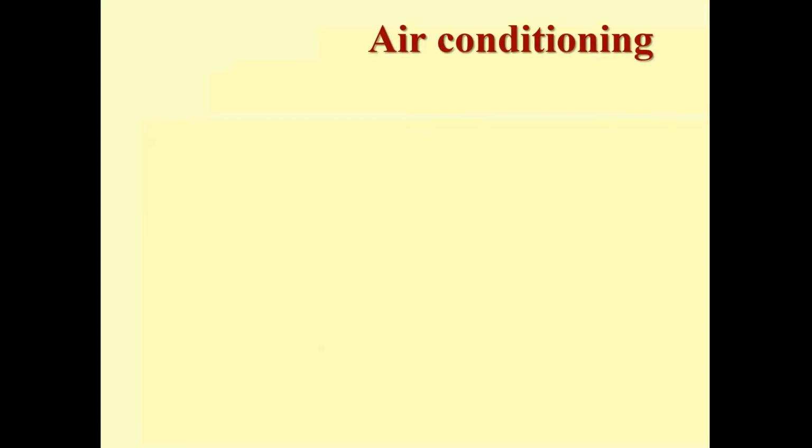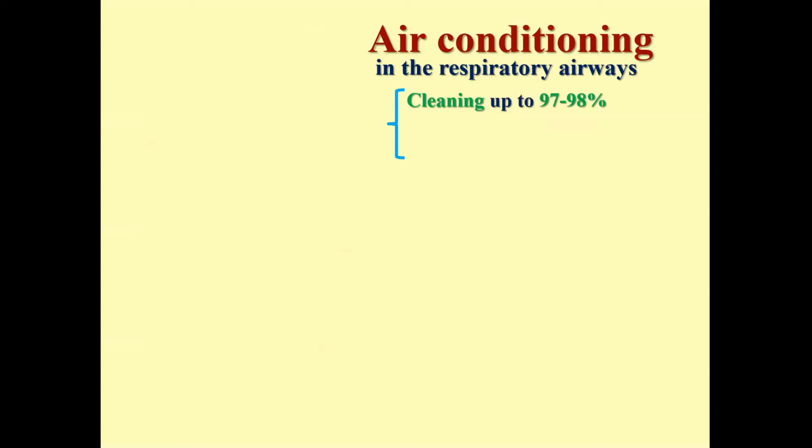But let's consider in more detail the process of air conditioning in the respiratory airways. Again, it consists of three parts. First, cleaning. They say that about 97 or even 98% of all present dust particles or other particles in the air become removed while air passes through airways into the alveolar space. So it is a great amount of cleaning, and the remaining 2 to 3% of the particles can be removed inside the lungs by alveolar macrophages.